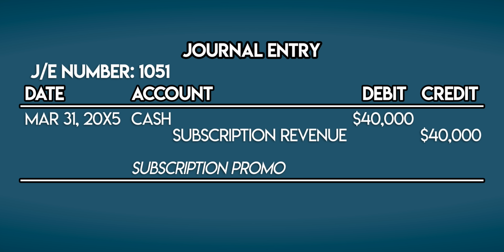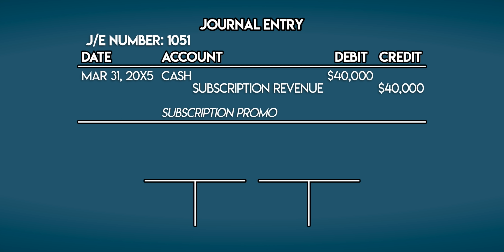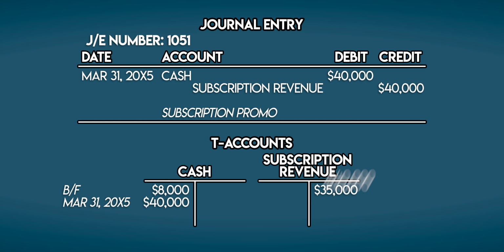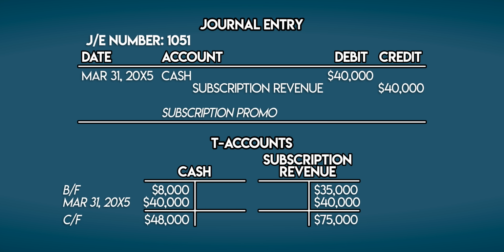This journal affects two accounts, and we can picture what they look like by drawing out two T's and labeling them cash and subscription revenue. These are called T accounts, and they help us visualize what your accounts look like. Debits go on the left and credits go on the right. When you post this journal, you debit the left-hand side of your cash account by $40,000 and you credit the right-hand side of your subscription revenue account by $40,000 as well. When we total these up, you now have $48,000 in cash and you've made $75,000 in subscription revenue.